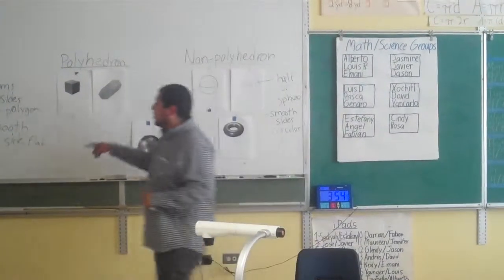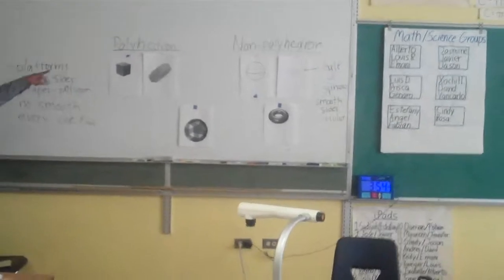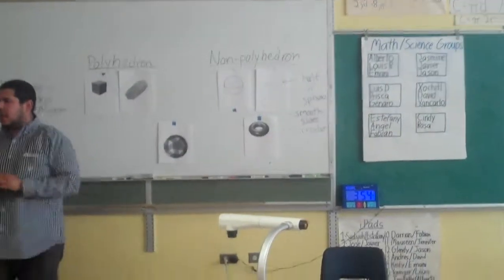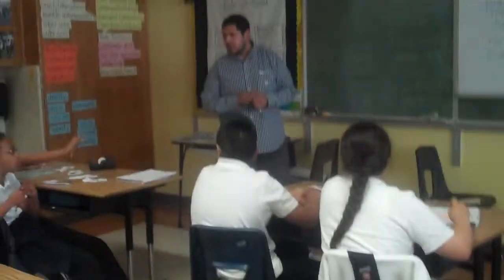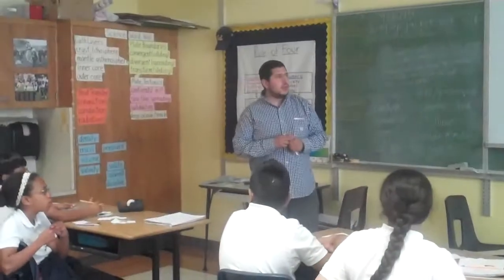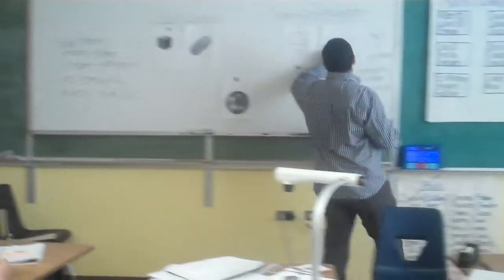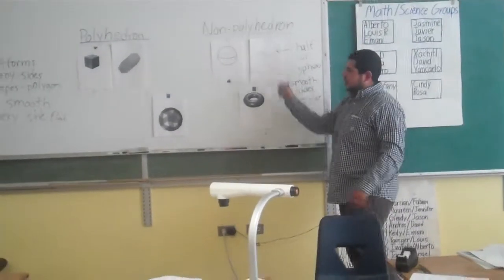Over here we mentioned something about platforms and having many sides. So why is this one over here? Why is polyhedron on this side? It also has a side here. What makes it not be a polyhedron? Because it's smooth on the bottom. Okay. So smooth on the bottom, even though it has a flat side, it's smooth on the bottom. Like curved or something. So curved down here, okay.